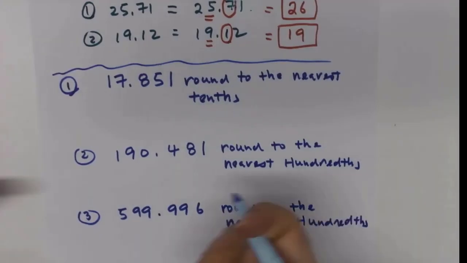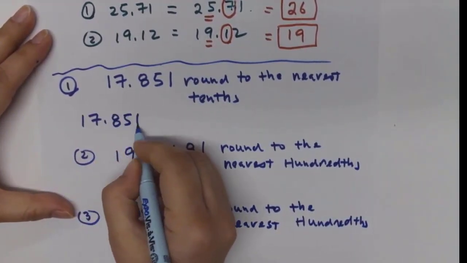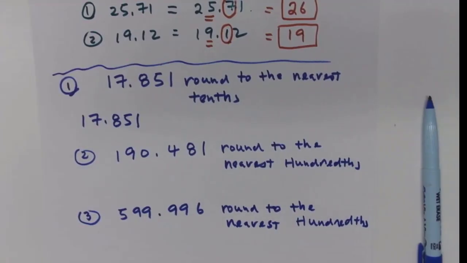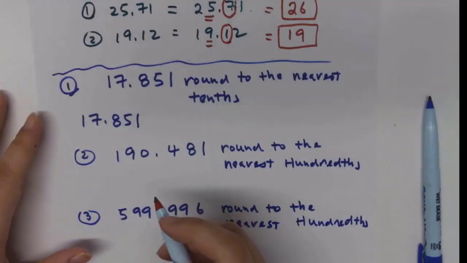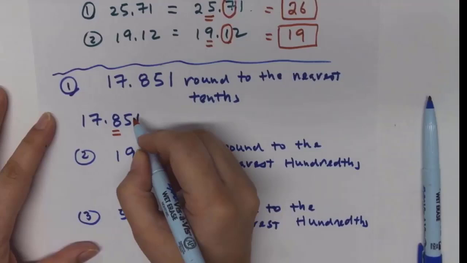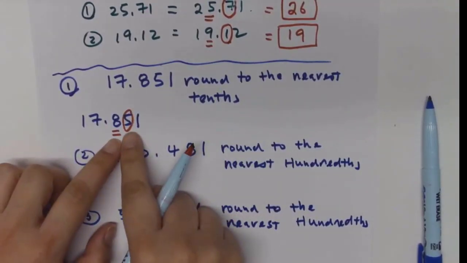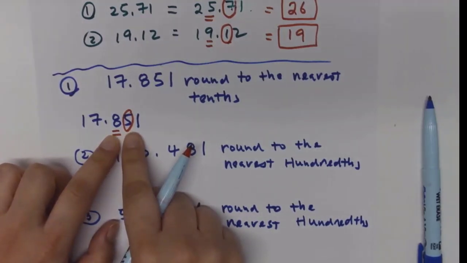I'm going to rewrite this number, 17.851. We're trying to decide which number to change or not. The 8 is your 10, so we want to change the 8 or not based on what? The 5. You don't have to make a long line, you just mark these two numbers so I know something is going on here.